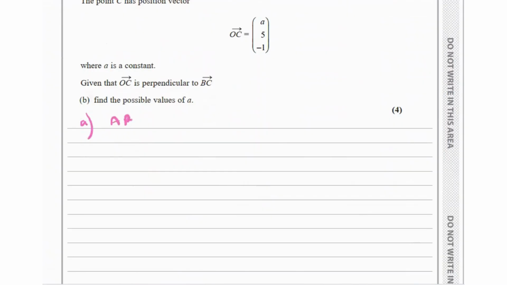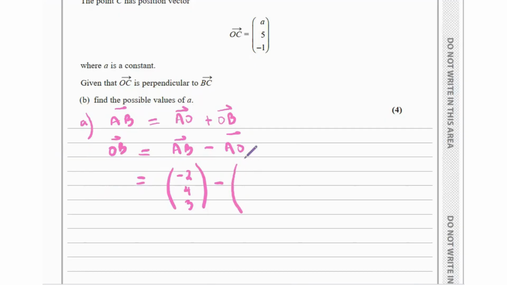AB is basically AO plus OB. We're going from A to B, so we go from A to O and O to B. We have to find the coordinates of OB. So OB is going to be AB minus AO. AB is given as -2, 4, and 3. And AO is going to be the opposite of OA. Basically, we change the signs. So that's going to be -7, -2, +5.